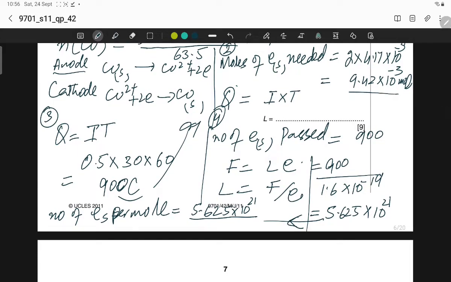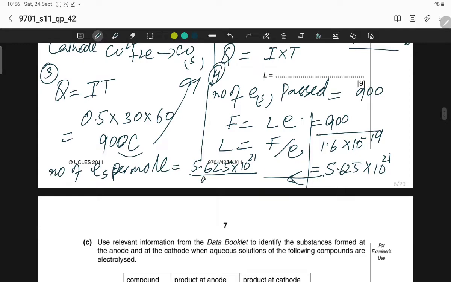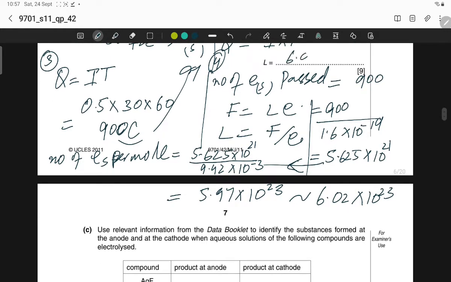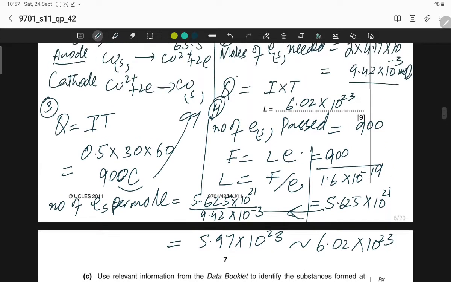This is 9.42 × 10^-3, which is equal to 5.97 × 10^23, which is approximately 6.02 × 10^23. So L is 6.02 × 10^23; that is the L value.